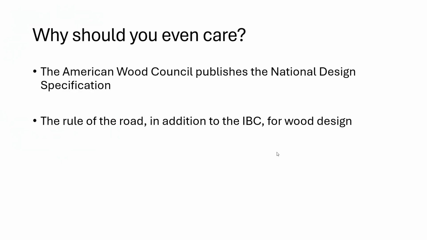So why should we care? The American Wood Council publishes these design specifications. The 2018 version is referenced, one, because the PE Civil Structural Exam code specification calls out this edition. I'm not sure if they have a more recent one. I wouldn't be surprised if they do, but some things take a while to get adopted into the system, as well as the International Building Code. I know up until 2022, they still use the 2018 version of the specification.